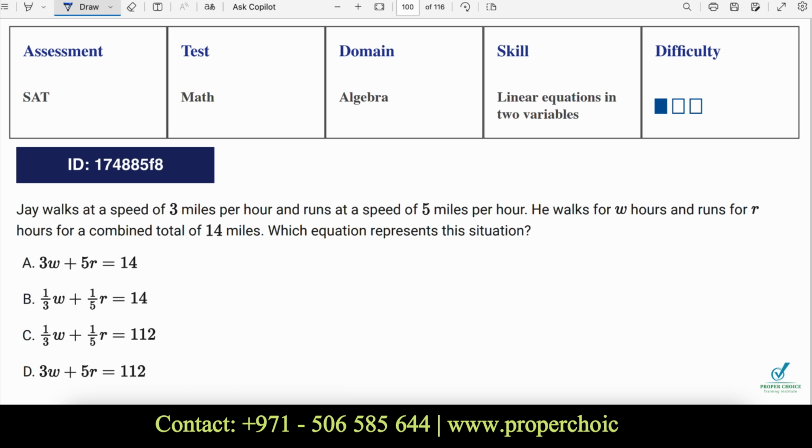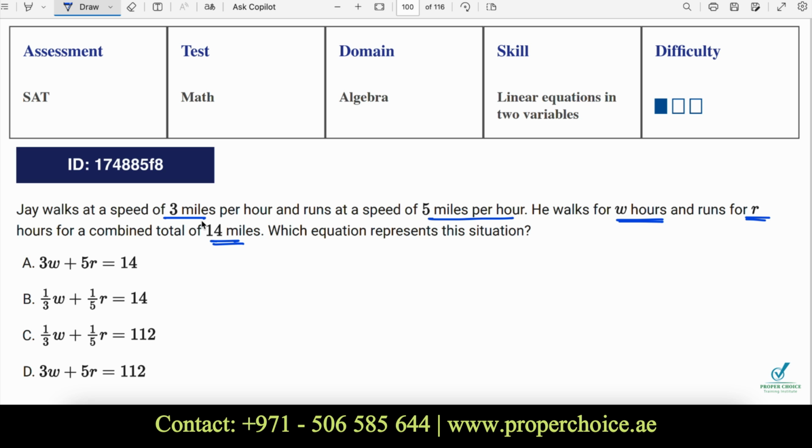So now let's continue with another question here. It says J walks at a speed of 3 miles per hour and runs at a speed of 5 miles per hour. He walks for W hours and runs for R hours for a combined total of 14 miles. Which equation represents this situation? It's a simple question. They are asking us to set up an equation.